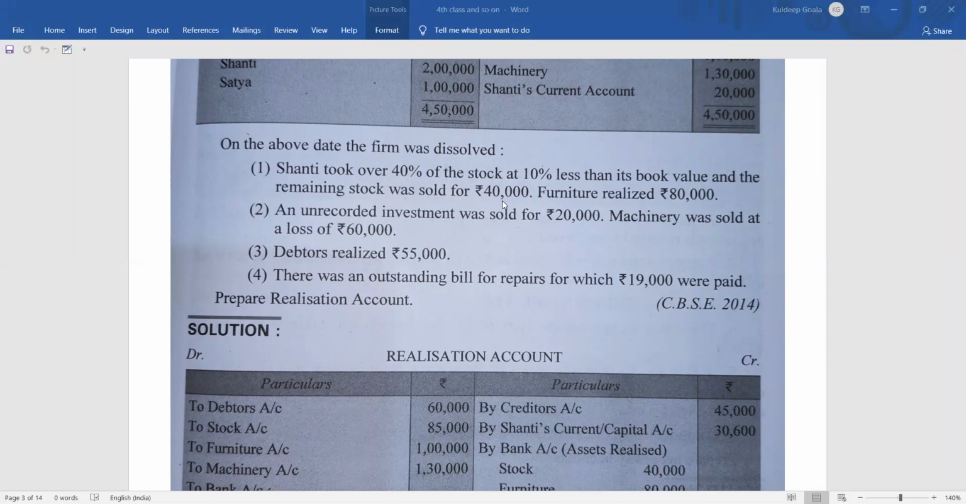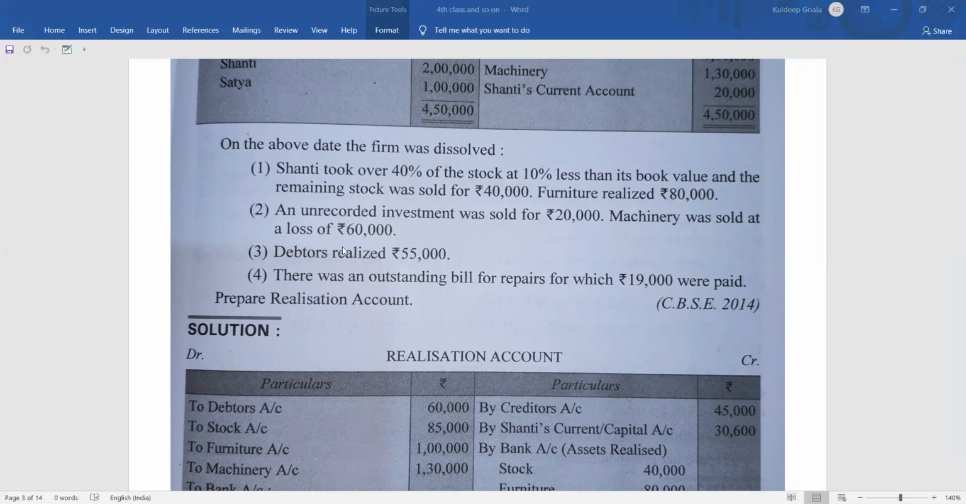Then coming to the next one, the remaining stock were sold at 40,000. Whatever the cost was, it doesn't matter, we are selling it at 40,000. So this is the money we are going to get from stock. Furniture we realized 80,000. So by selling furniture we are getting 80,000. So how much is it? 1,20,000. Then another thing is there, an unrecorded investment which was sold for 20,000. So 80 plus 40 plus 20, it is coming to 1,40,000.